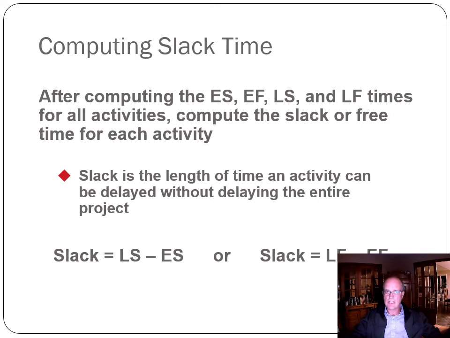We talked about slack time. Slack time is the difference between latest start and earliest start, or latest finish and earliest finish. And it is important that you double check. If those two numbers aren't the same, you've made an error in determining your project parameters.